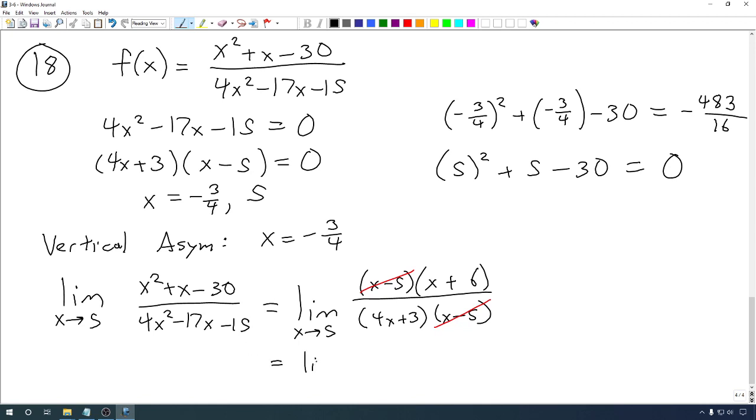We end up taking the limit as x goes to 5 of x plus 6 over 4x plus 3. X plus 6 when x is 5 is 11. Putting 5 into the bottom, we have 20 plus 3, or 23. In other words, we did not get infinity.